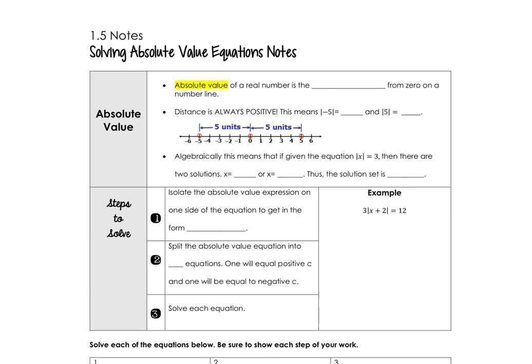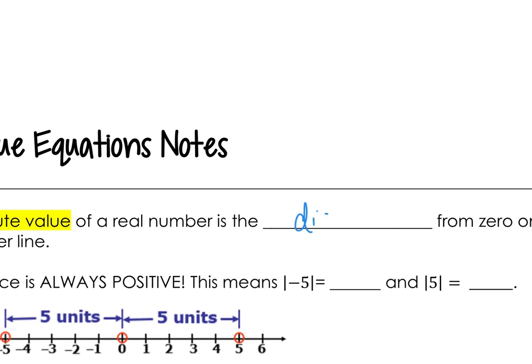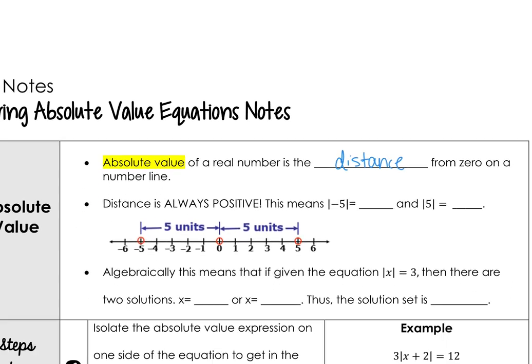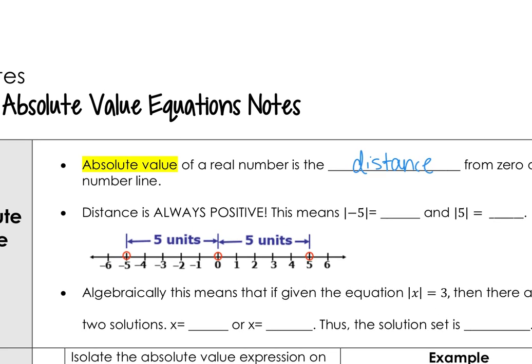Lesson 5, we are going to be looking at solving absolute value equations. And just as a refresher of what absolute value is, the absolute value of a real number is just the distance from 0 on a number line. And when we're talking about distance, it's always positive. Even if you're moving backwards, the distance you're moving is going to be a positive value.